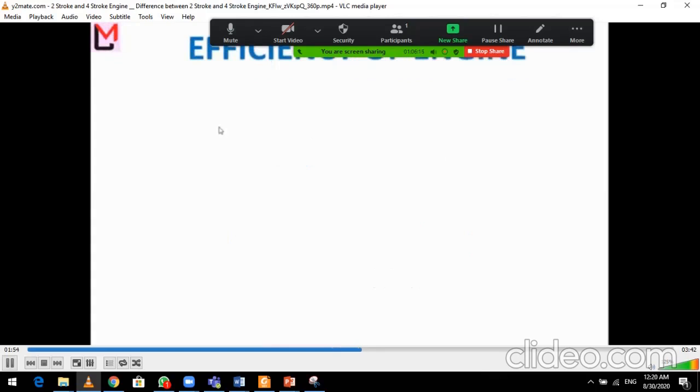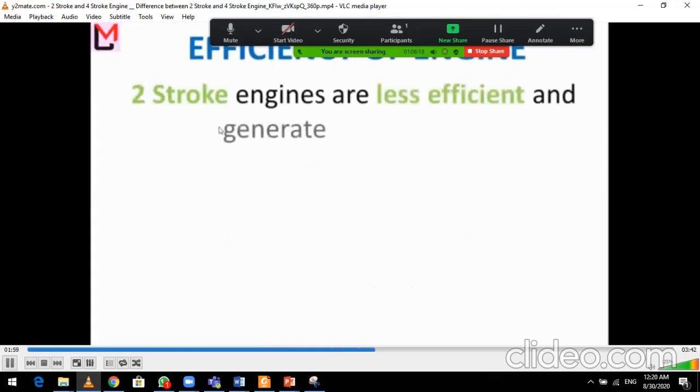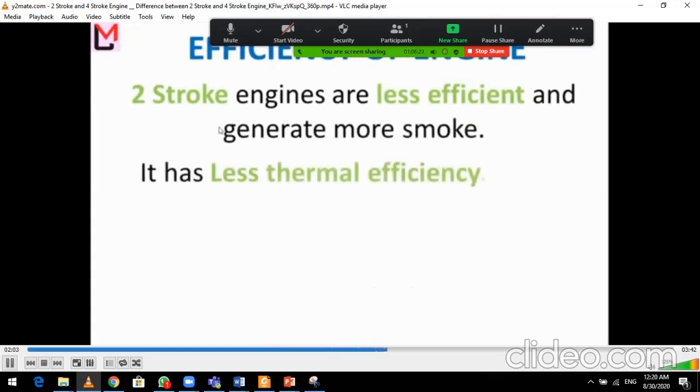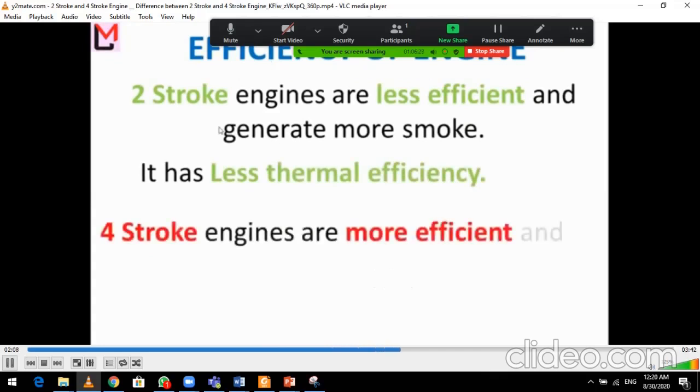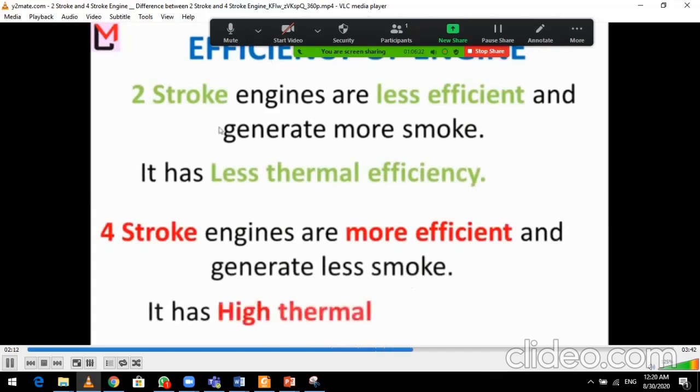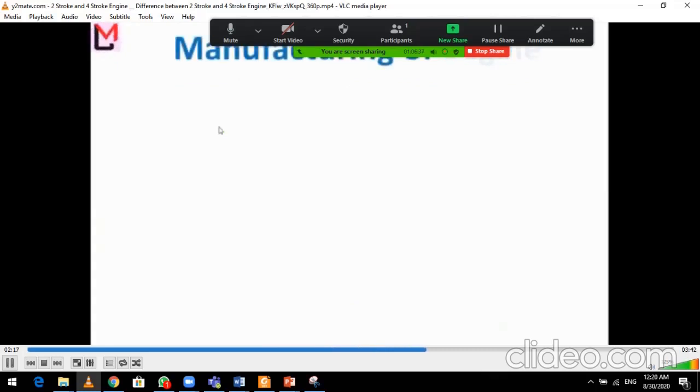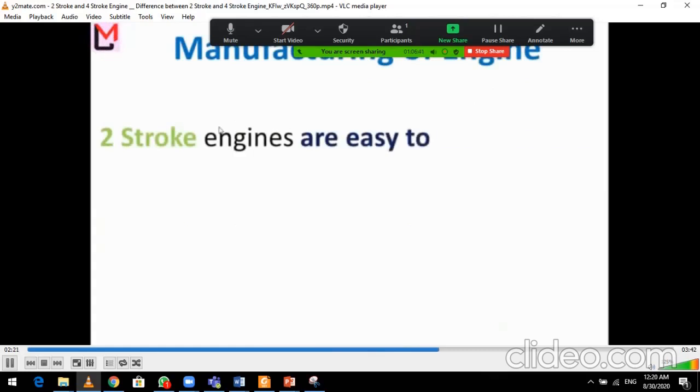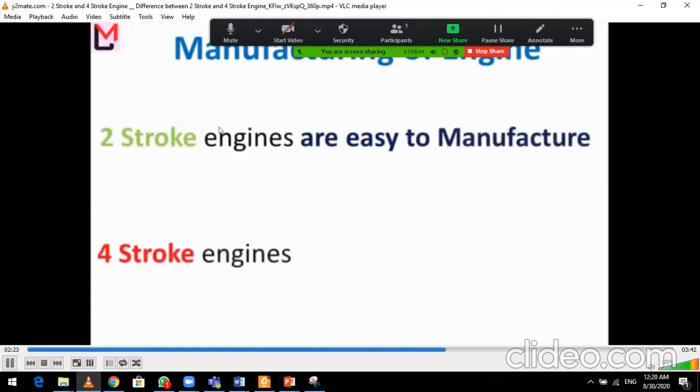Efficiency of engine. Two-stroke engines are less efficient and generate more smoke. It has less thermal efficiency. Four-stroke engines are more efficient and generate less smoke. It has high thermal efficiency. Manufacturing of engine. Two-stroke engines are easy to manufacture. Four-stroke engines are hard to manufacture.